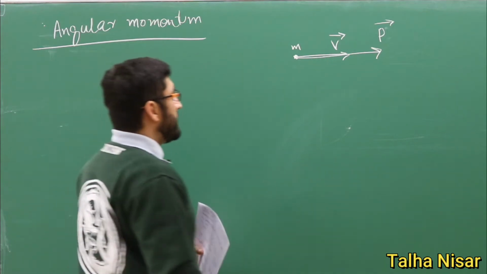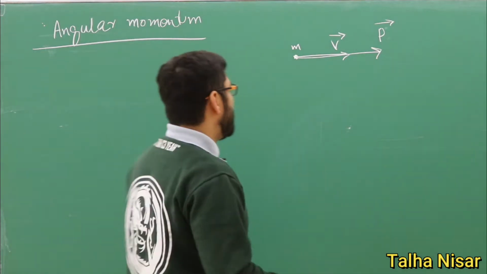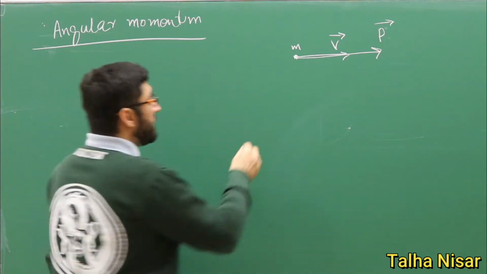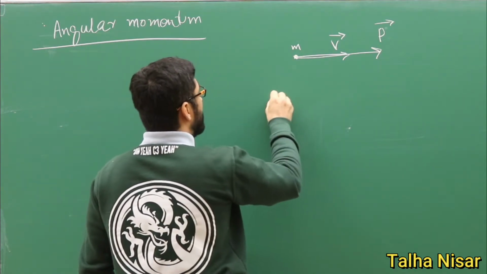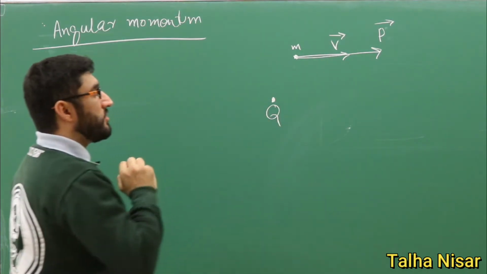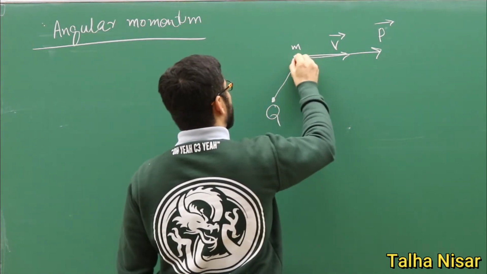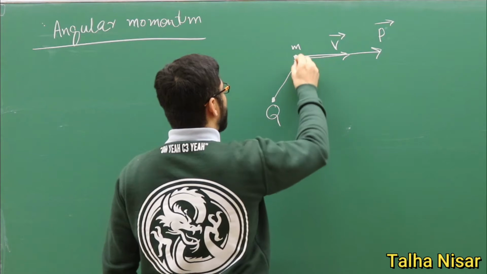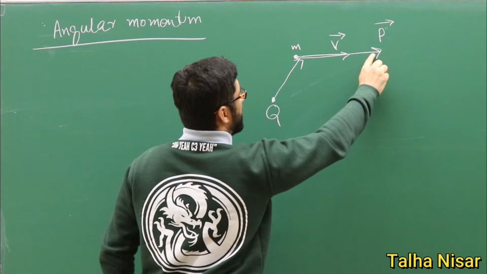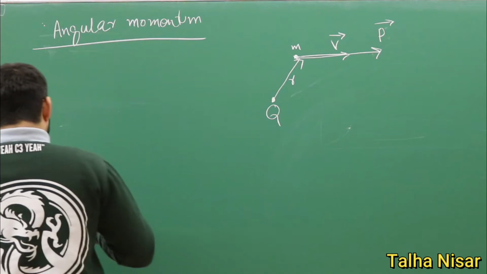The angular momentum depends on the reference point. For example, if we are here on the same line, then the angular momentum is 0. But if we are away from here, for example, with respect to point Q, then the angular momentum is not 0 in this case. So this is the position vector. The position vector at this point is here, but at this point it will be something like this.